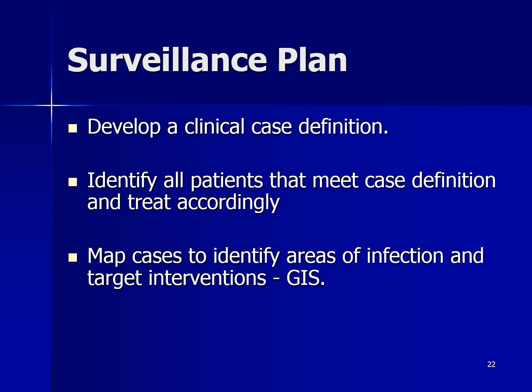Map cases to identify areas of infection and target interventions. GIS, the Geographic Information System, is a very valuable tool to identify epidemics or to identify the spread of the disease in any specific geographical area. So again, that's very important.